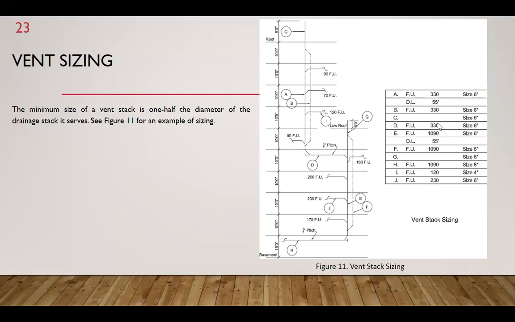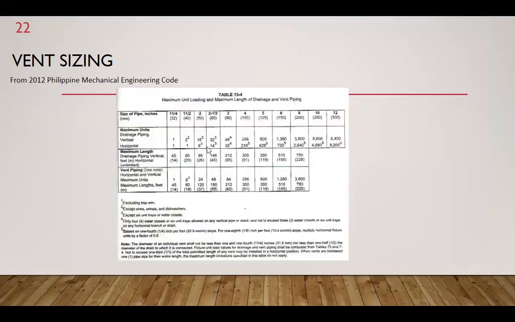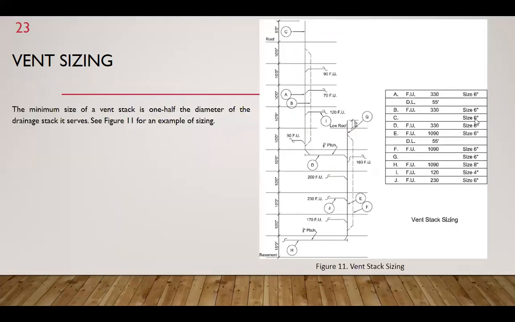D. Sa D, ilan total nito? Ito pa rin, 330. So, hanapin mo naman dito sa horizontal, 330 times 0.8. So, hindi pwede ito. So, mga 300 pa. So, 6 inches pa rin. Okay. So, sa E, itotal mo lahat yan sa taas. So, that is 90 plus 330 plus 160 plus 200 plus 230 plus 170 is 1,090.